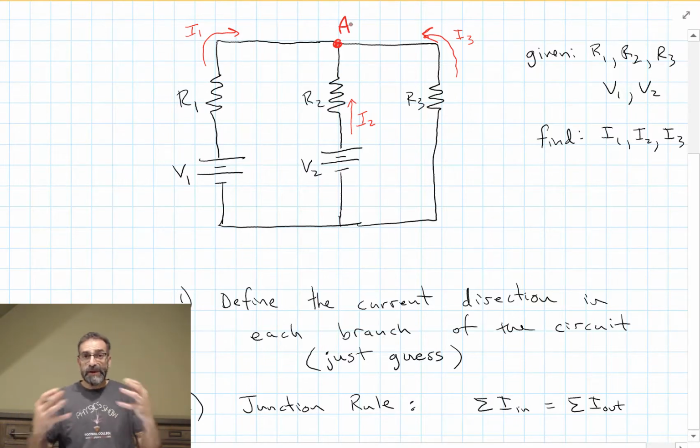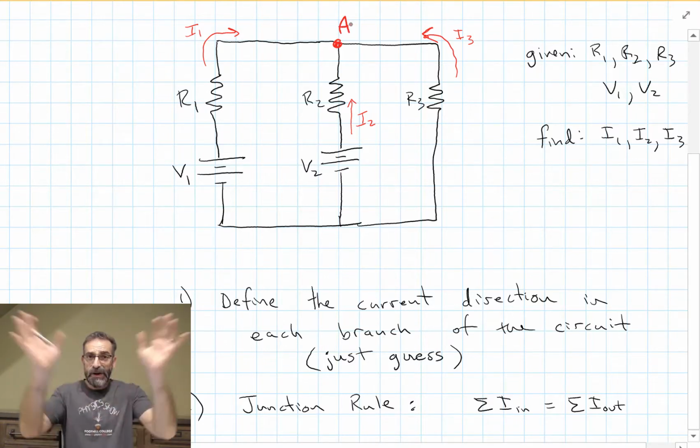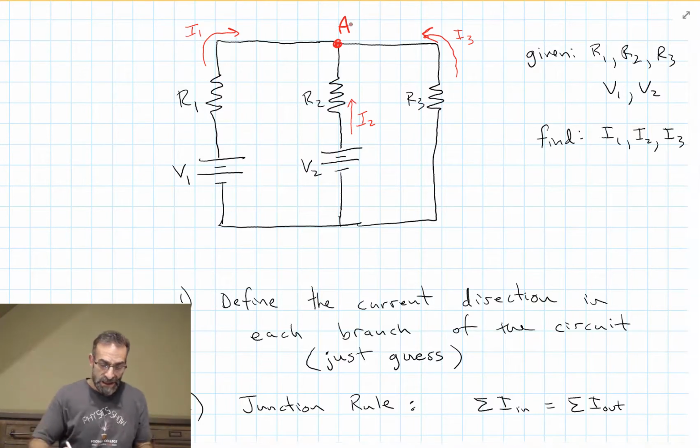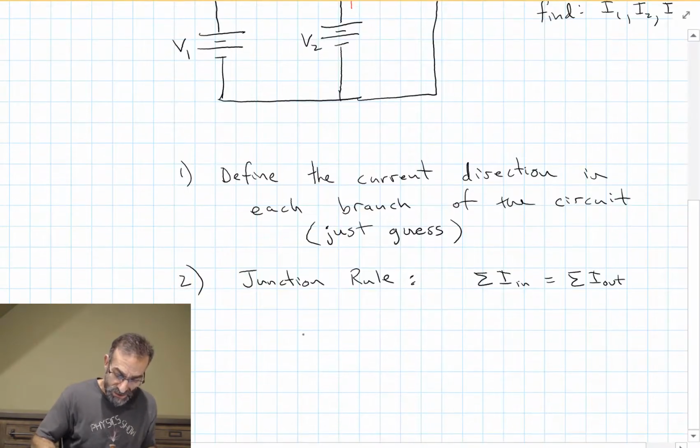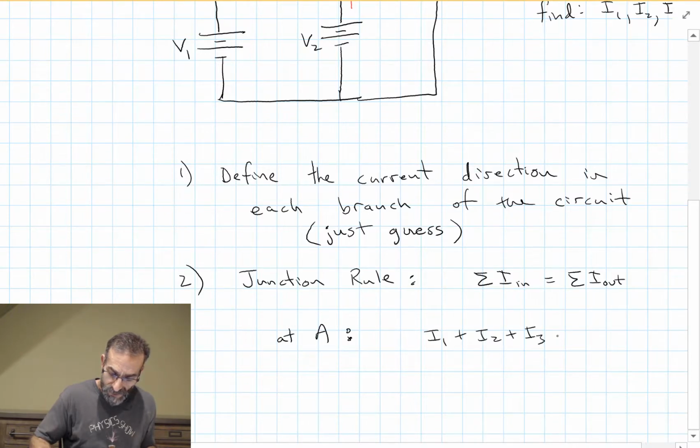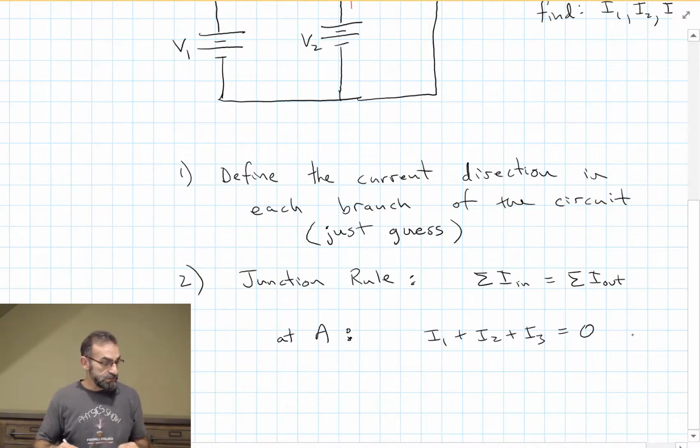All the current flowing in has to equal all the current flowing out. And so in this case, I have all 3 flowing in and nothing flowing out. So my equation would be I1 plus I2 plus I3 is equal to 0.